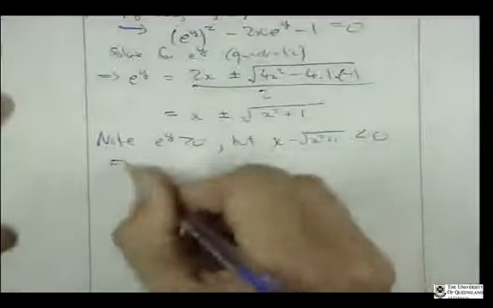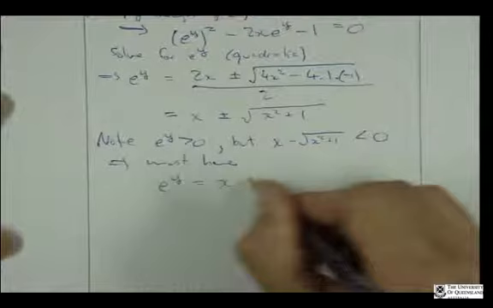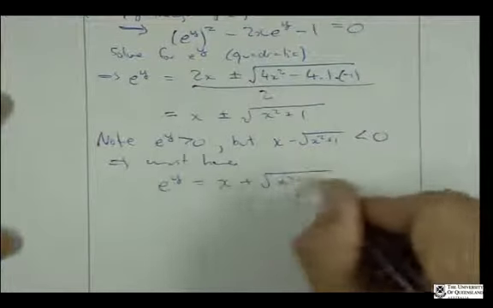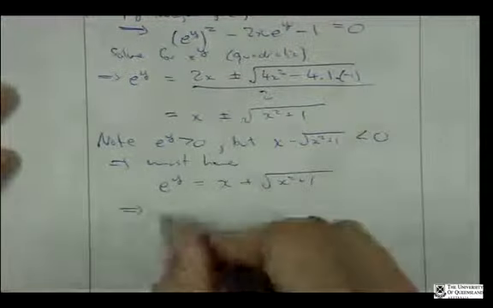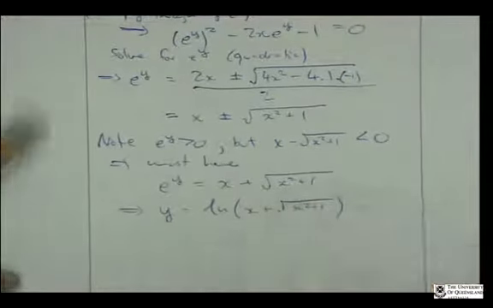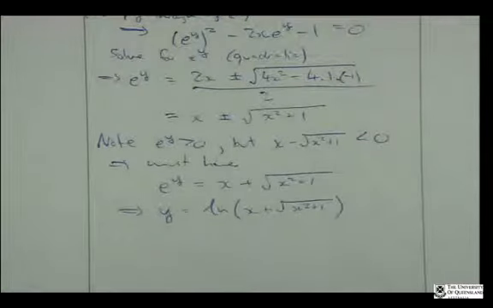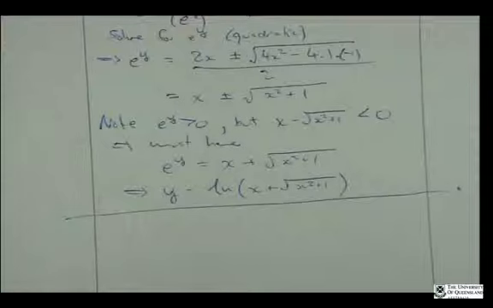Therefore we must choose the plus sign, so we must have e to the y is just x plus the square root of x squared plus 1. Then I take the natural logarithm of both sides and end up with y is log of x plus the square root of x squared plus 1. That's the sort of calculation I'd expect in your assignment 1, question 6, part A, I think it is.